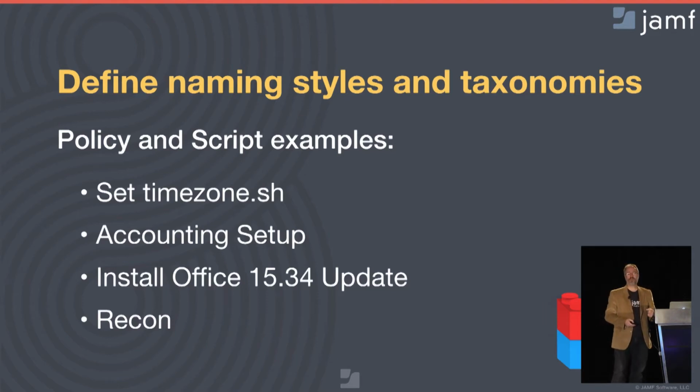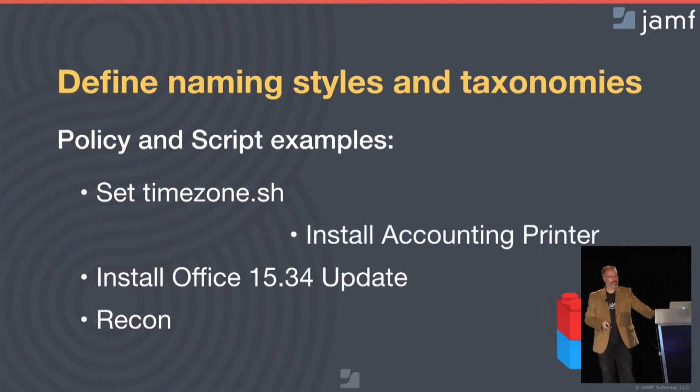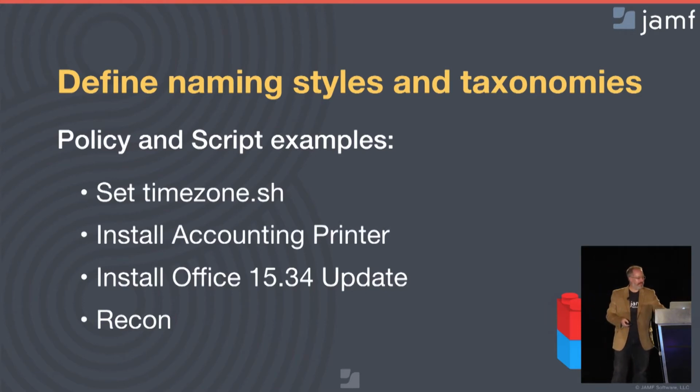All right. Second item, accounting setup. What's that about? Who knows? That's a great answer, actually, right there. Maybe this name's going to help you understand what this policy is doing. All right. Now, this third example is a policy, and it's for installing an Office update. Seems pretty straightforward. It starts with a verb. It follows with an object. Great. But why is this not a better practice?